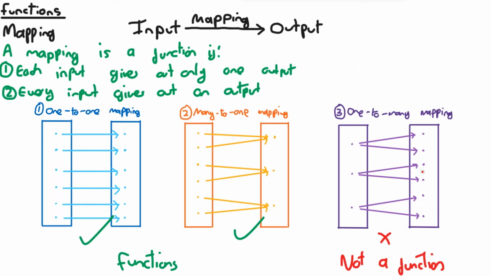The second condition, and we'll discuss this in a sec, is that if it's the case that some inputs don't give out an output at all, it's not a function. And this is surprisingly common.